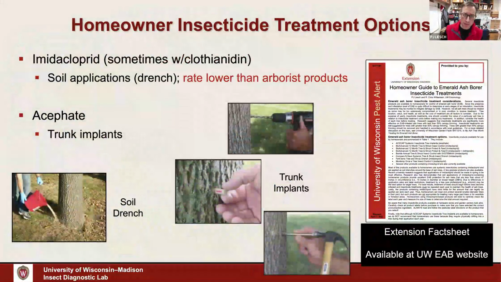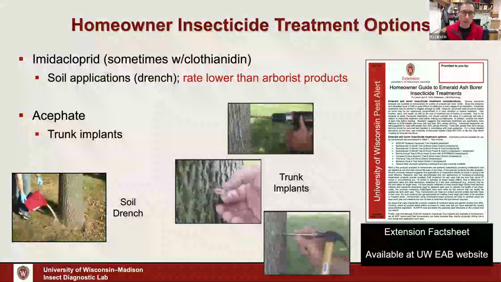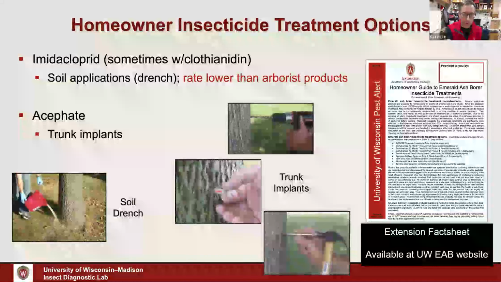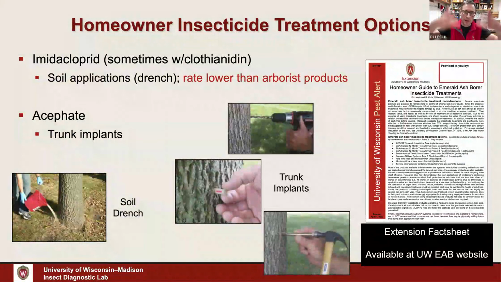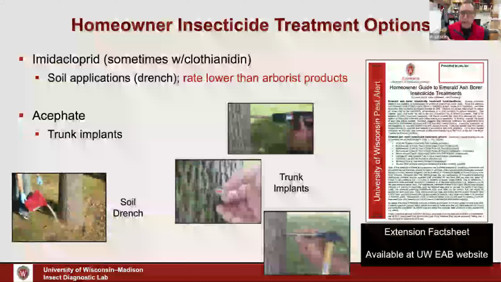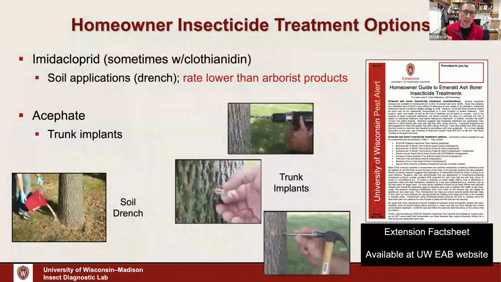There are homeowner options that I mentioned. This is imidacloprid. Sometimes, like the stuff you can find at Menards and other hardware stores, it'll have a second ingredient, clothianidin, which is very closely related. Those are both neonicotinoids. These are generally applied as a soil drench, which I showed you already. You mix it in a bucket, you pour it around the base of the tree. There's a lot of root mass there. It gets absorbed up. But you can only legally apply at a rate that's going to be lower than the arborist rate. So for large trees, homeowners really can't fully protect those trees with this route.